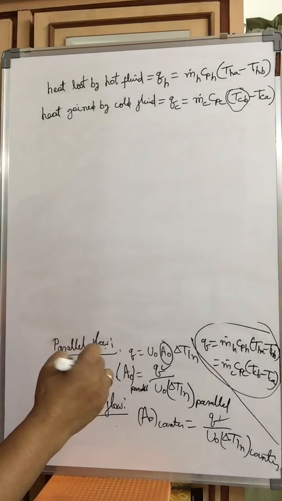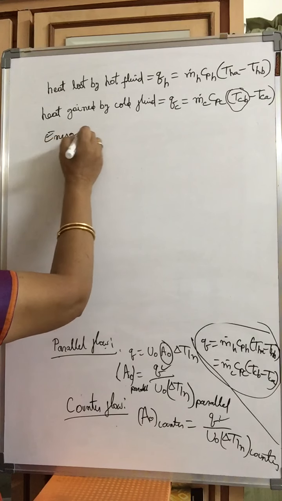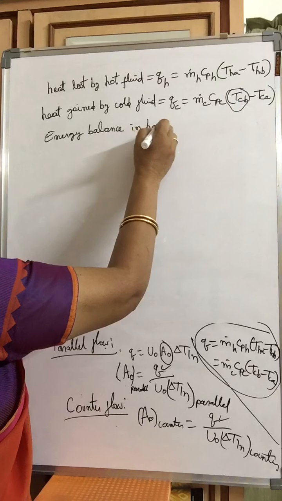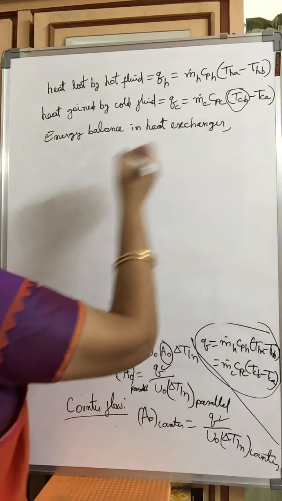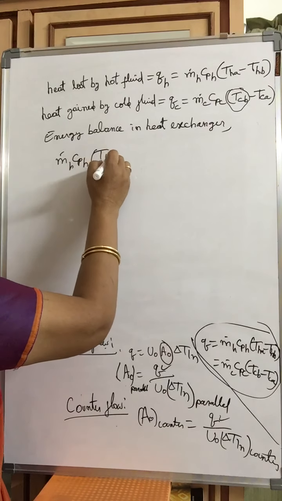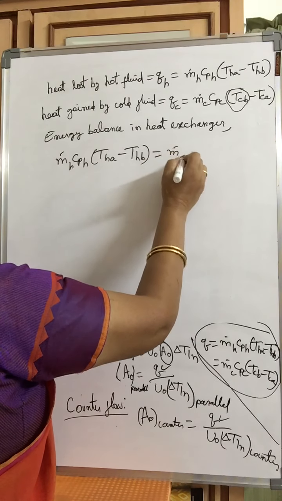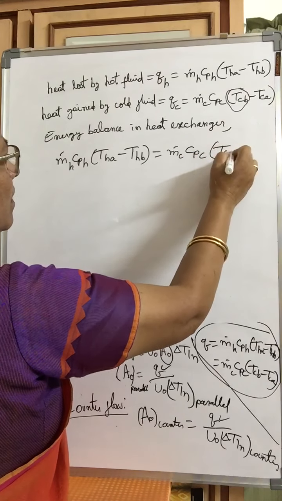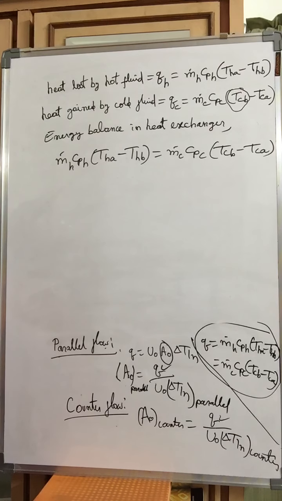Therefore, we can use the energy balance in heat exchanger. Energy balance in heat exchanger is m dot H CPH, that is heat lost by hot fluid, is equal to heat gained by cold fluid. Like that we can write.